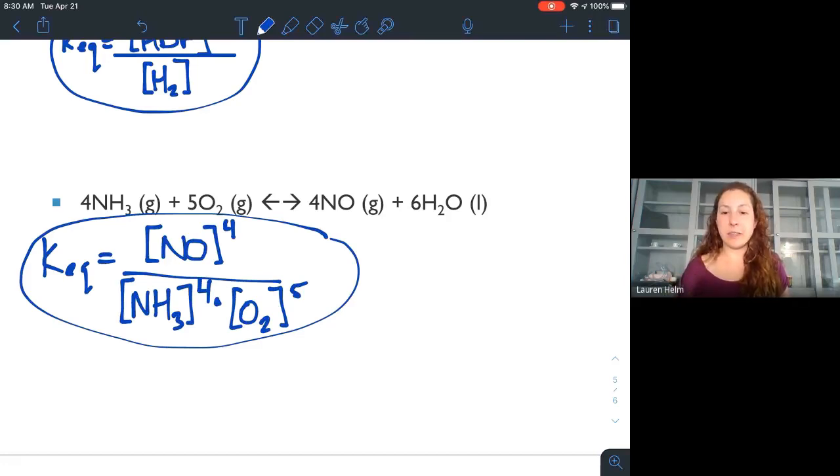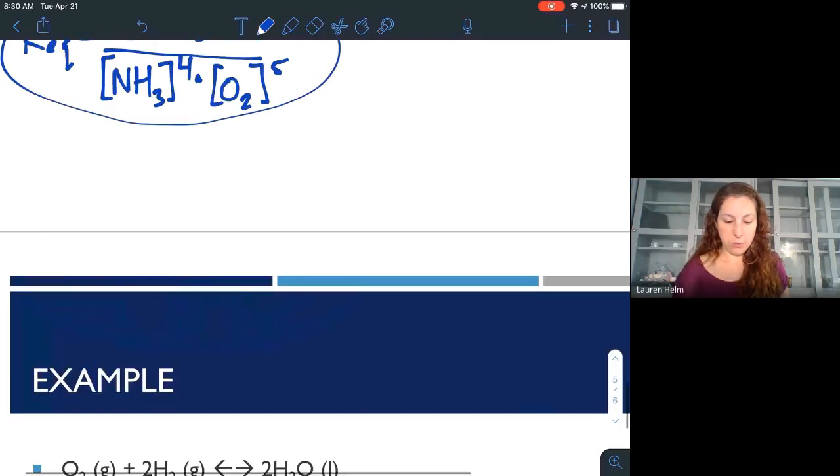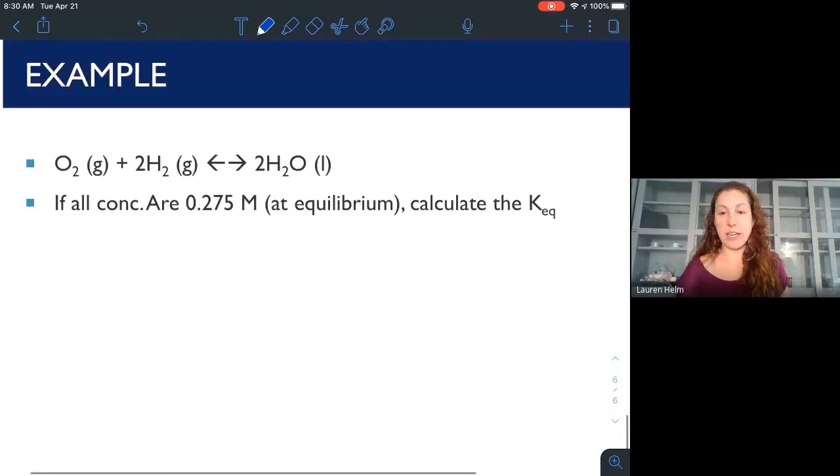So for our last example, let's go ahead and do that. Let's write the equilibrium expression, and then we'll be given information on the concentrations, and we can go ahead and solve. All right, so here's our last example. Oxygen gas and hydrogen gas in a reversible reaction to make water. Go ahead and pause the video and try and write the equilibrium expression. When you've done that, go ahead and hit play and we'll continue from there.